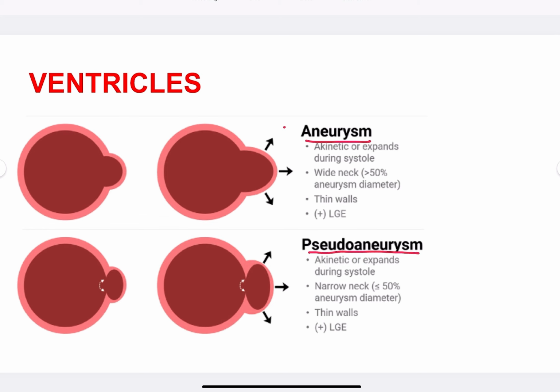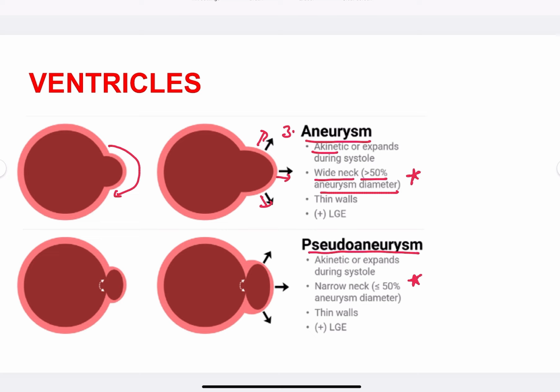The third one is the aneurysm. So here is again the outpouching. Now it can be akinetic or it can expand during the systole. It is having a wide neck, that is more than 50% of the aneurysmal diameter, and it is the differentiating point between aneurysm and pseudoaneurysm.